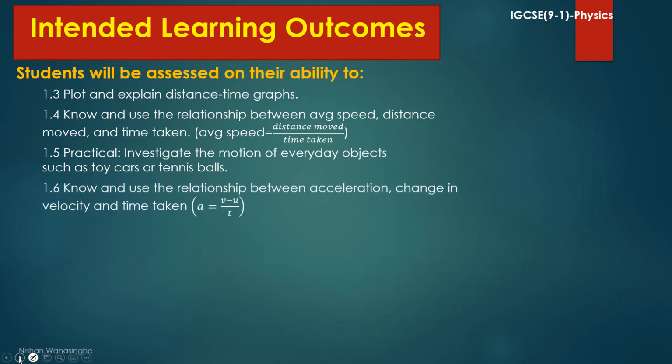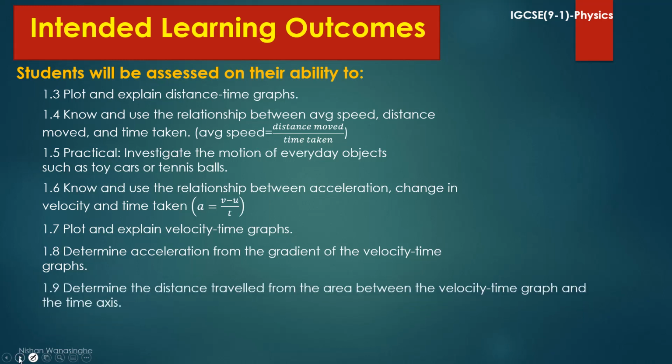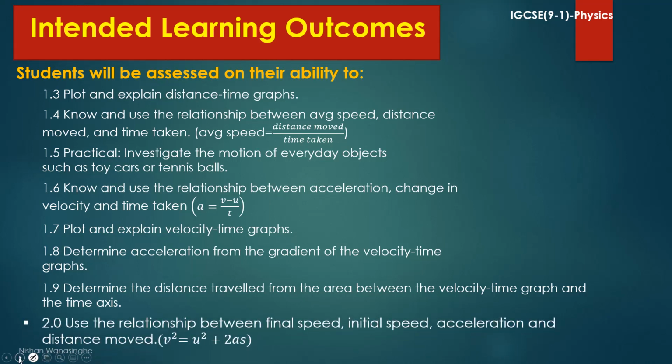Know and use the relationship between acceleration, change in velocity and time taken. The equation is a equals v minus u over t. Plot and explain velocity time graphs. Determine acceleration from the gradient of the velocity time graph. Determine the distance traveled from the area between the velocity time graph and the time axis. Use the relationship between final speed, initial speed, acceleration and distance moved. The equation is given as v squared equals u squared plus 2as.